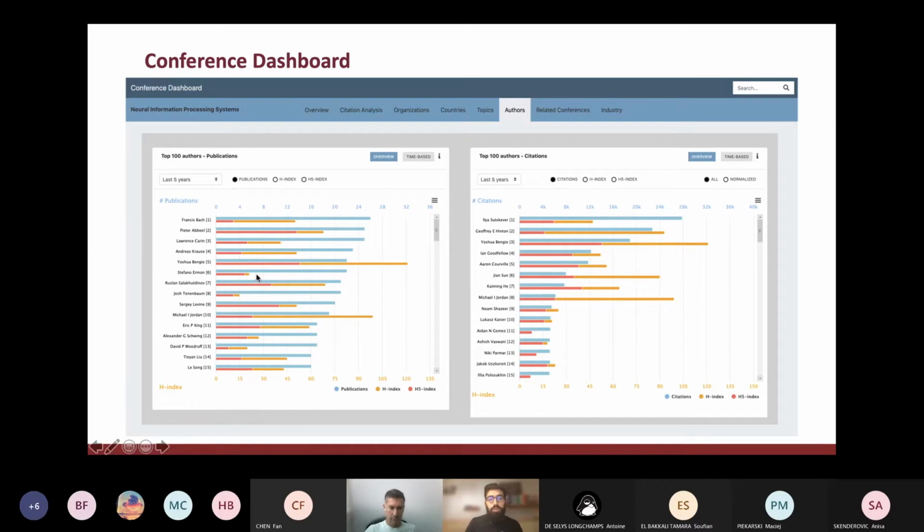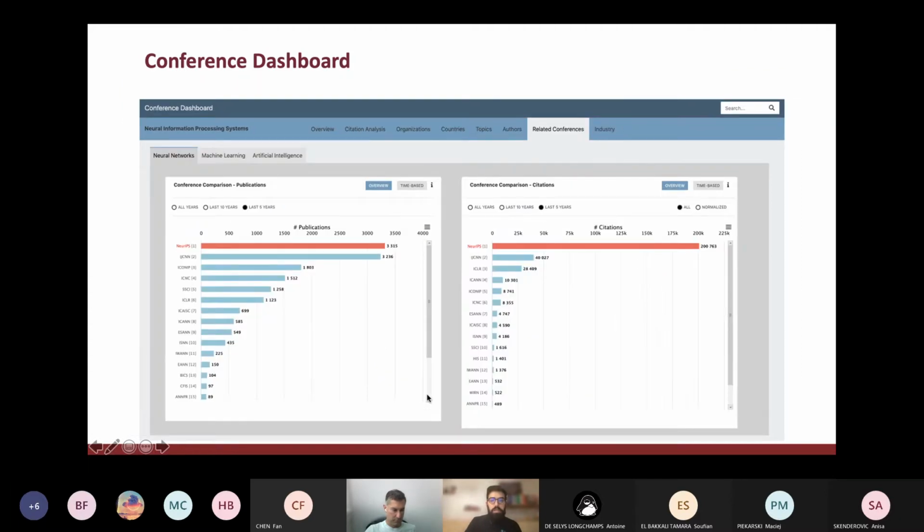Then there are the authors, which can be assessed through publications and citations, and according to the H index and H5 index. And then there is the related conferences section. This is an interesting aspect because we can compare conferences. I mean, imagine I am a student and I know only one conference in one field, and I want to understand, okay, what are the other conferences that are really good in this field, or perhaps better?